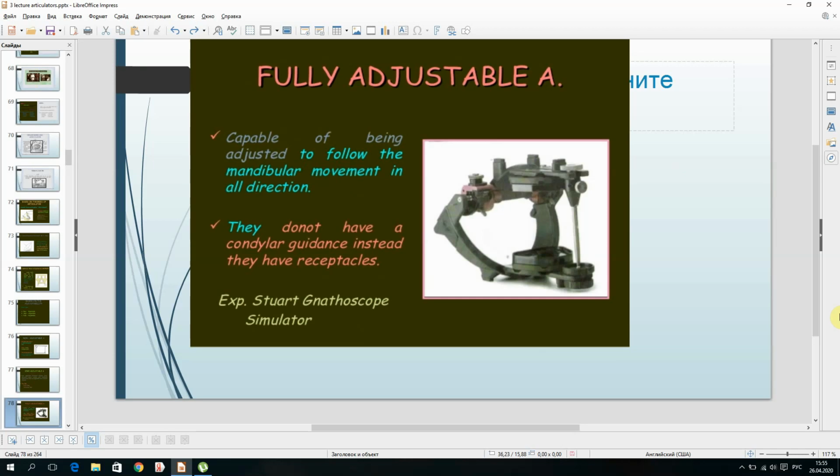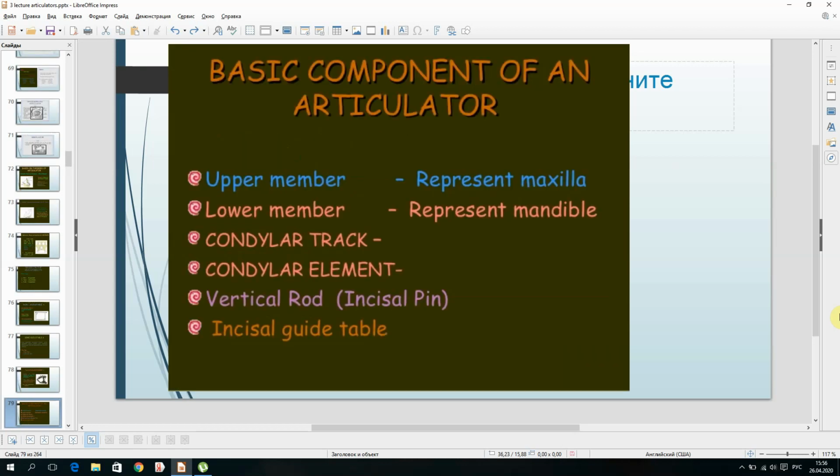Fully adjustable articulators are capable of being adjusted to follow the mandibular movement in all directions. They do not have a condylar guidance, instead they have receptacles. Stuart gnathoscope simulator. Basic components of an articulator: upper member, lower member, condylar track, condylar element, vertical rod, incisal guide table.